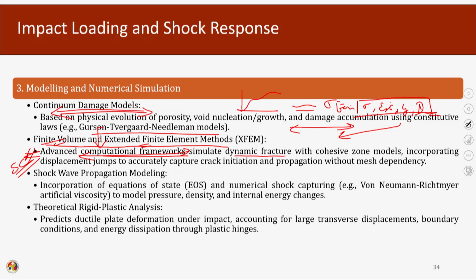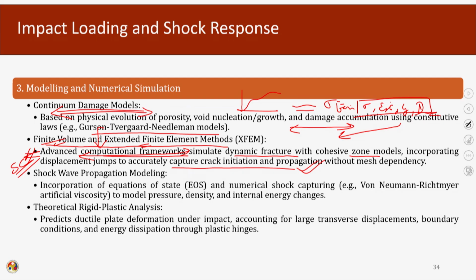Okay. And this type of phenomena, like dynamic fracture with cohesive modeling, has to be put into the finite element methodology in order to study the behavior of the materials under dynamic loading.